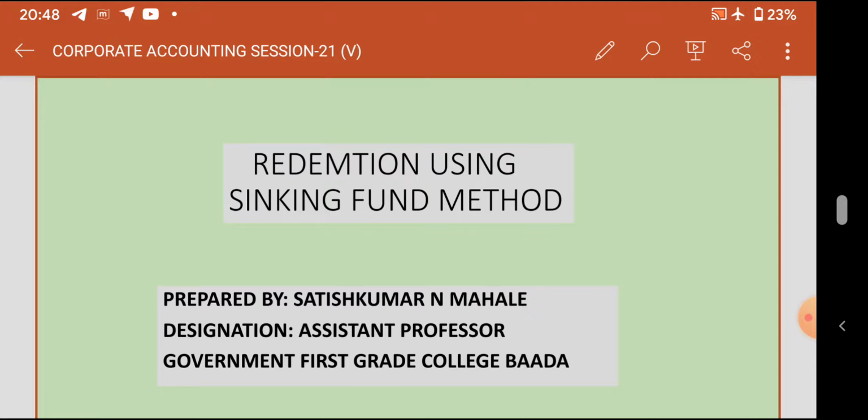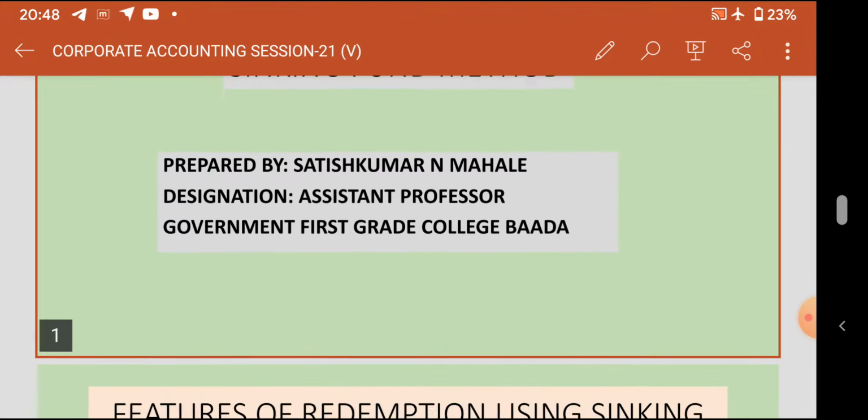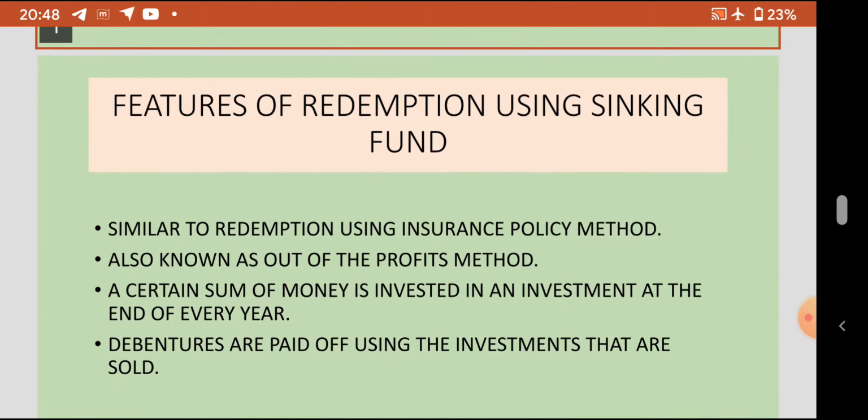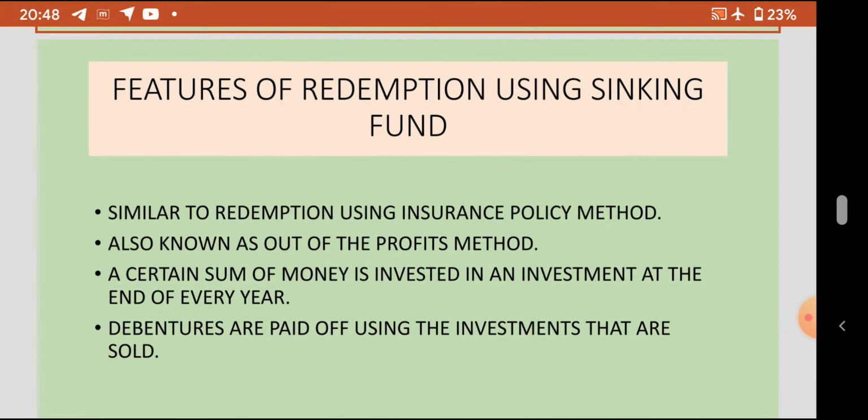The difference between this method and the redemption using insurance policy method is that there we make the yearly payment in the insurance policy at the beginning of the year. In this method, we are going to make the yearly investment out of the profits at the end of the year. Before going ahead with the problem, let us have a look at the features of this method.